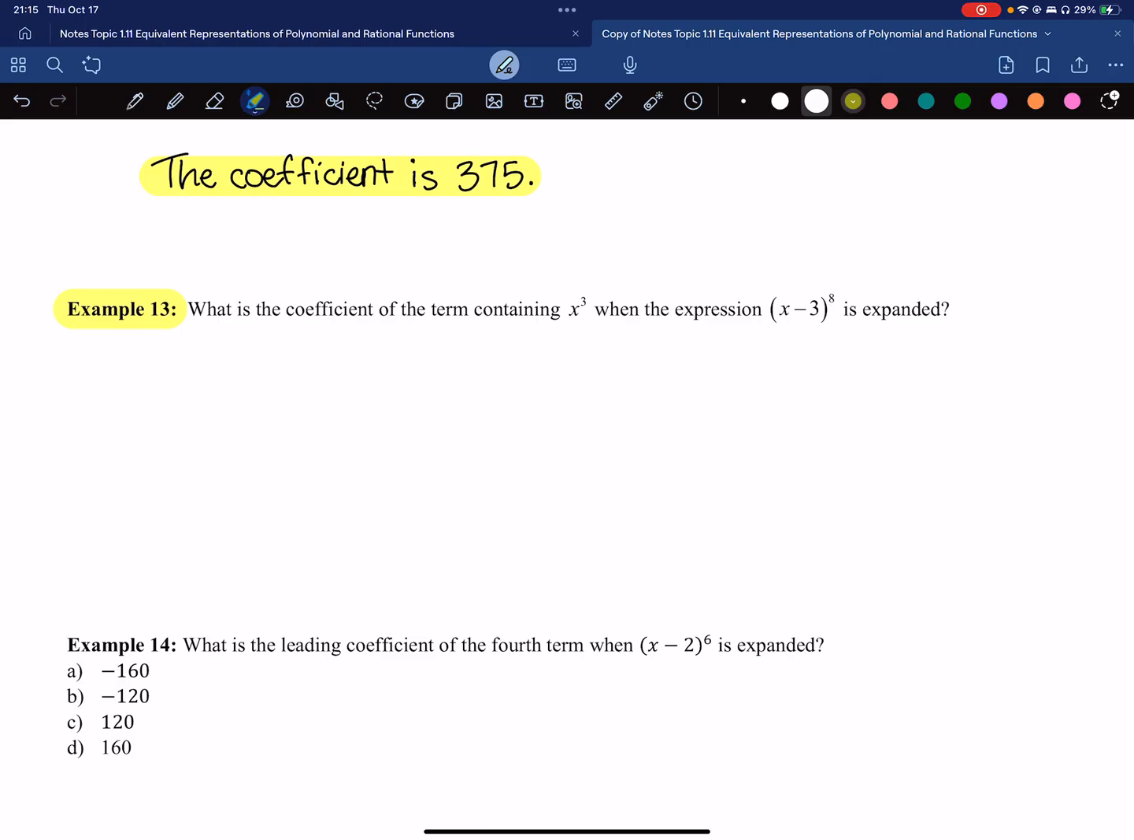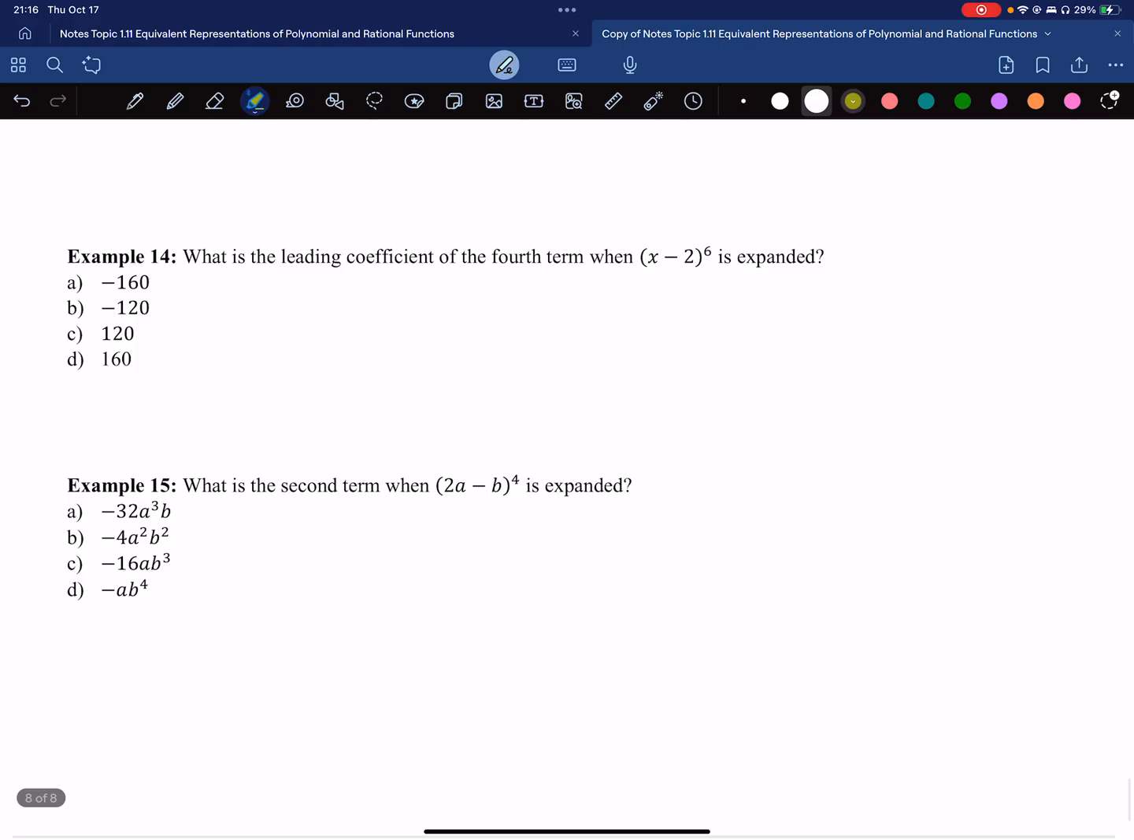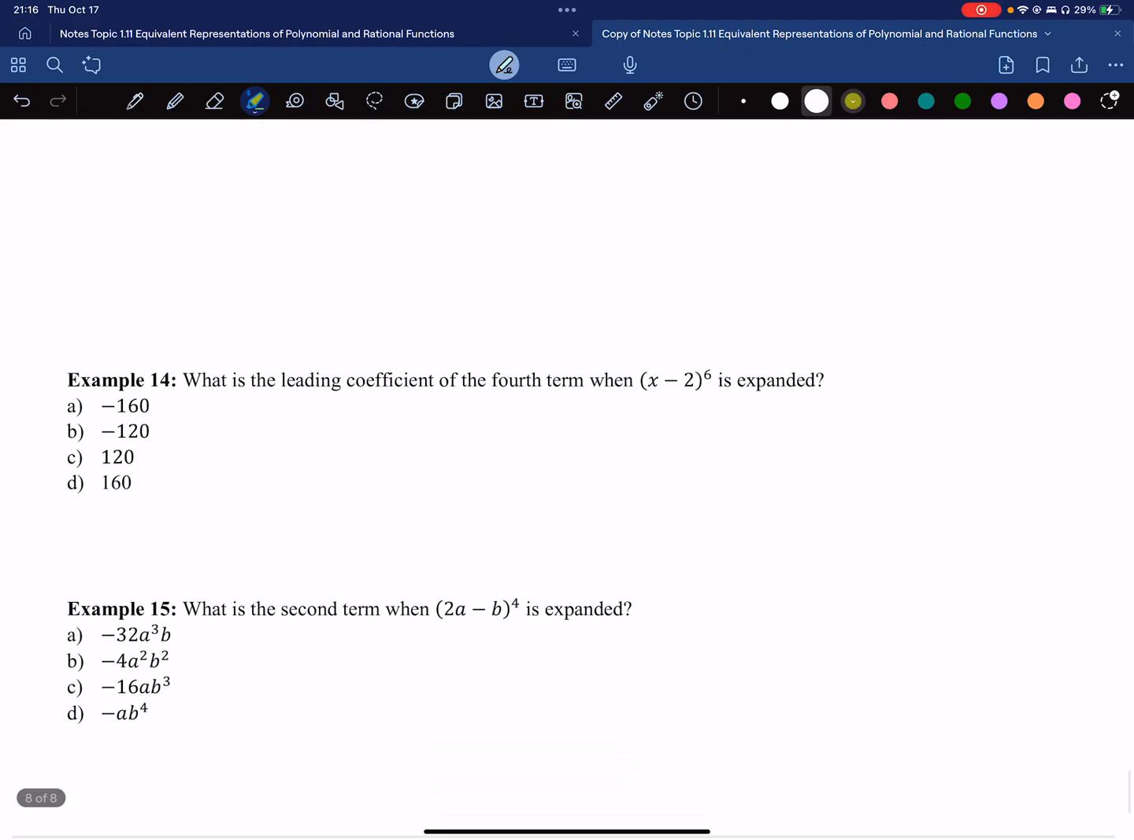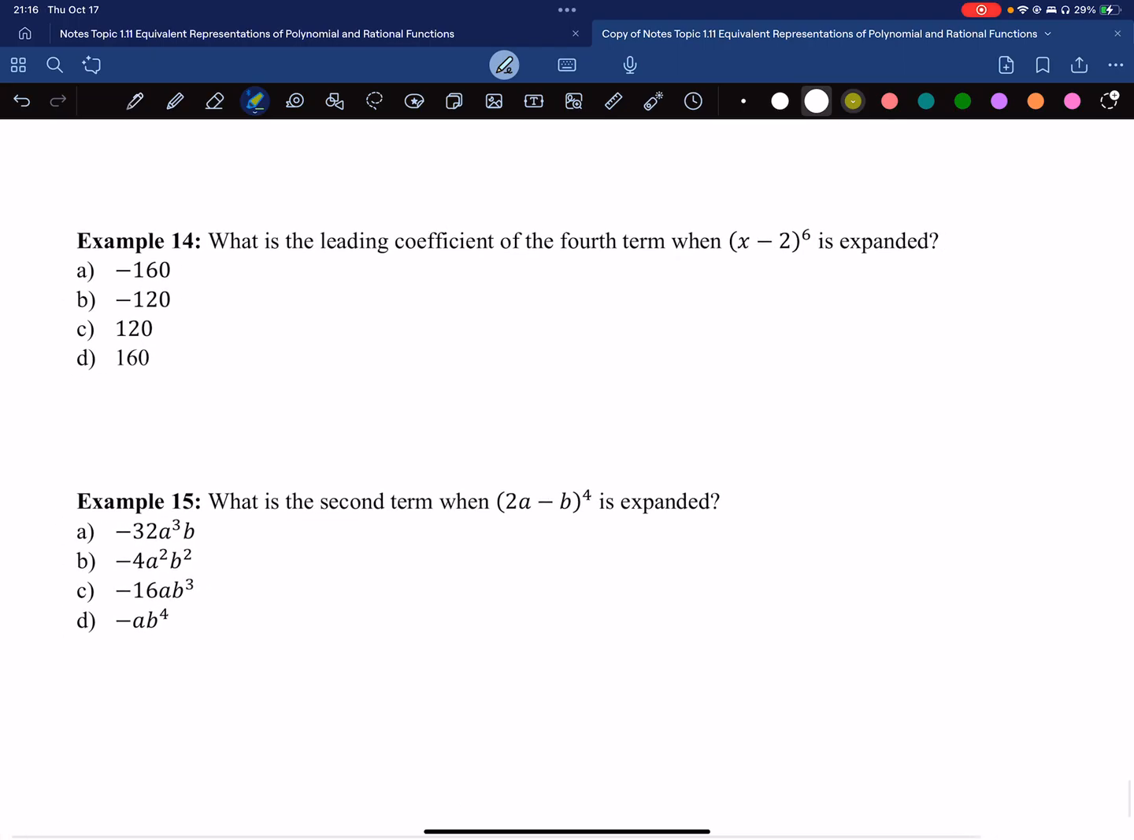And then now let's take a look at the last two multiple choice. So again, 13, there will be a separate video showing you how to use the calculator. In example 14, actually, if you want to pause the video and try example 14 and example 15, do so. That way you can see how you do and see where you're struggling still. So, what is the leading coefficient of the fourth term when x minus 2 to the sixth power is expanded?